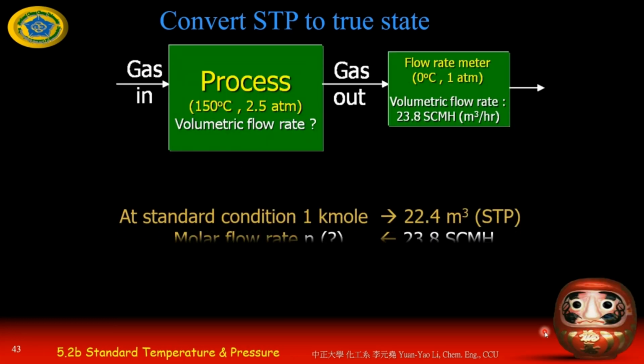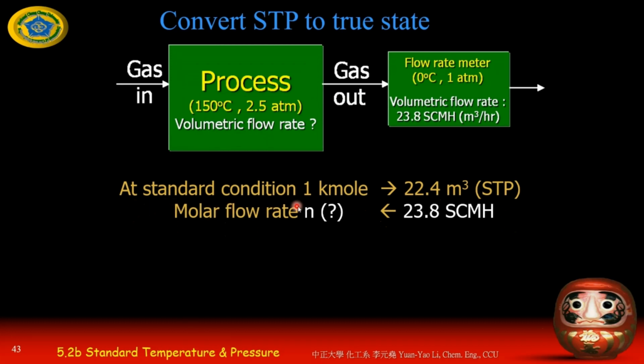So let's do the calculation here first and do the conversion. Okay, so first of all, we know that at standard condition, 1 kilomole per hour will be 22.4 cubic meters. But in the text, they tell us the volumetric flow rate is 23.8 standard cubic meter per hour. So that means per 1 kilomole, that will be 22.4. And then the molar flow rate will be 23.8 divided by 22.4, right? So this is the molar flow rate.